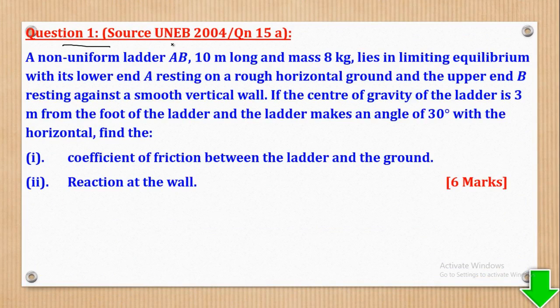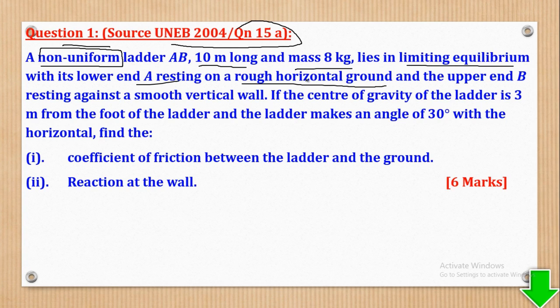So question 1 came from UNEB 2004, paper 2, question 15, and says a non-uniform ladder. So know this keyword, non-uniform ladder. AB, 10 meters long, so the length is 10 meters, and mass 8 kilograms, lies in limiting equilibrium with its lower end A resting against a rough horizontal ground. Know that word, rough horizontal ground. And its upper end B resting against a smooth vertical wall. If the center of gravity of the ladder is 3 meters from the foot of the ladder, and the ladder makes an angle of 30 degrees with the horizontal.